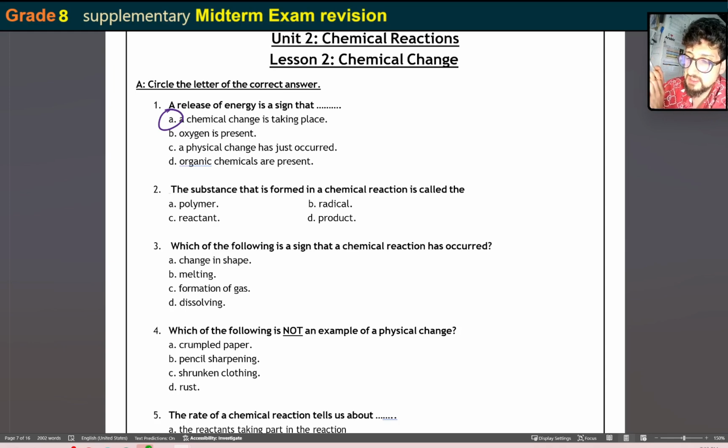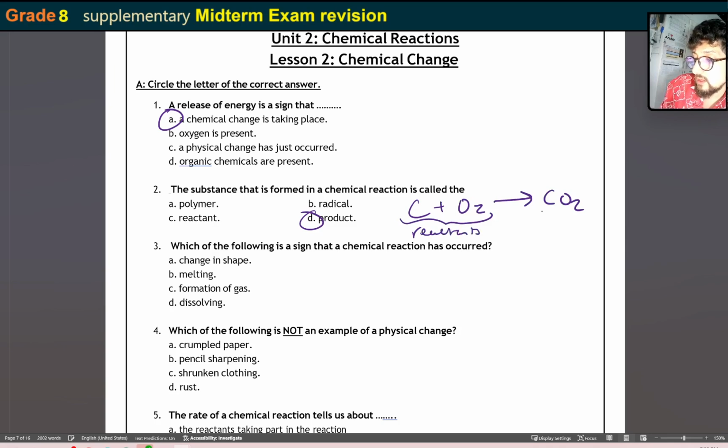The substance that is formed in a chemical reaction is called the product. Because remember, it's going to be reactants on one side, C plus O2 equals CO2. So these are called the reactants, and this is called the product. Okay. Oh, that's a horrible U.